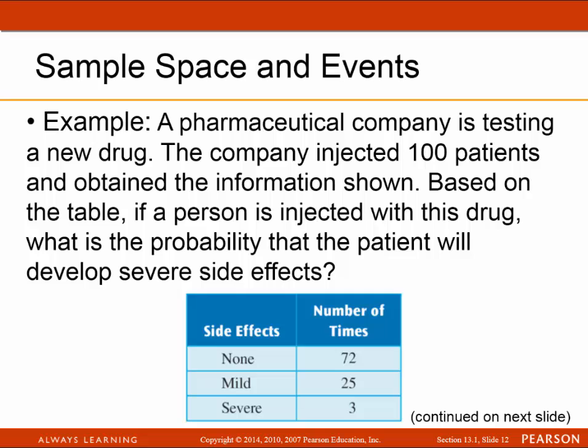So here's an example. A company is testing a new drug. The company injects 100 patients and obtains the following information. Now, based on the table, if a person is injected with this drug, what is the probability that the patient will develop severe side effects? So here in the table, we have side effects. We have none, mild, or severe. We have 72 for none, 25 for mild, and 3 for severe. That's a total of 100.